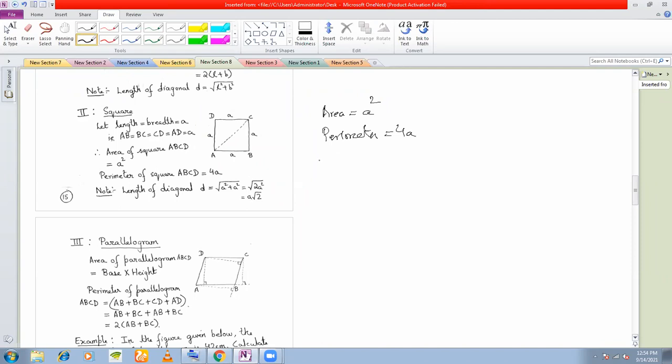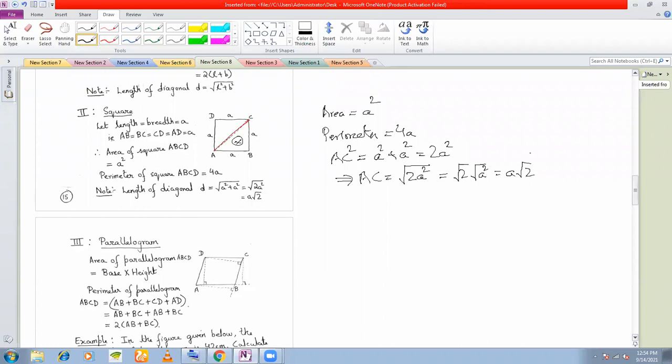And the diagonal here, if you see again here, this is the diagonal, right? And you apply Pythagoras theorem in this triangle. So AC square, the square of the length of the diagonal, is equal to a square plus a square, which is equal to 2a square. So therefore, what is the length of the diagonal of a square? Root over of 2a square, which is root 2 into root a square, which is a root 2.